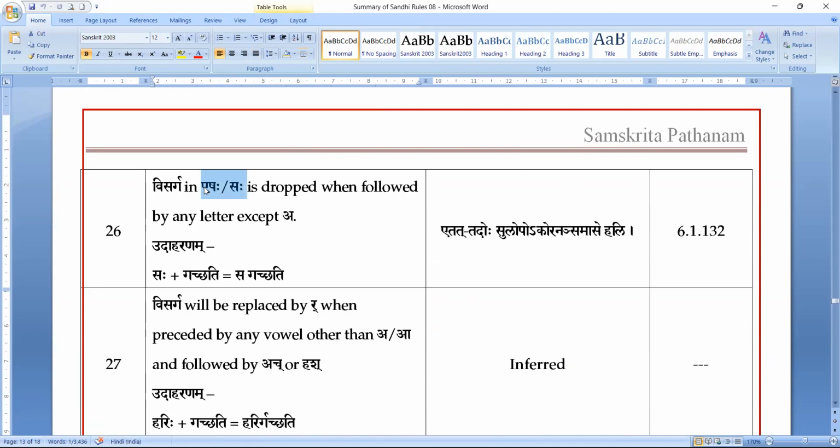Visarga in Yeshaha and Saha is dropped when followed by any letter other than this, is what we learned. Actually the rule is, when it is followed by a consonant, it is dropped. That is the actual rule. You see the example: Saha gacchati. What is saha? He. What is the pratipadikam? Tat shabda. Tat shabdasya pratama vibhakti ekavachanam saha.